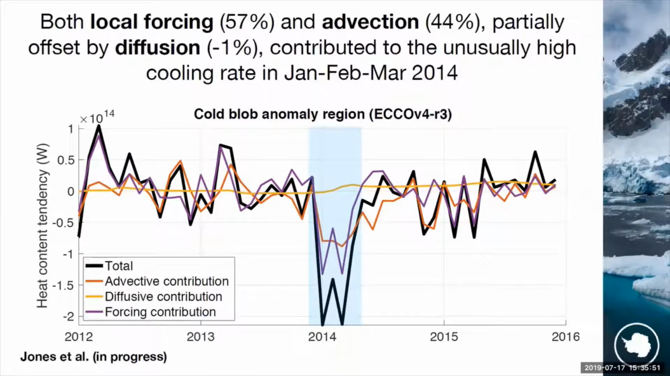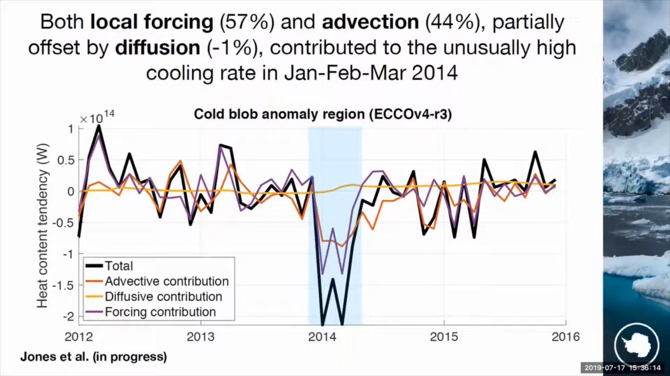I did a heat budget, and I'm excited to show you the results. So what you're looking at is the heat content tendency. That's the rate of change of the heat content. And from 2012 to 2016, the black line is the total tendency, and the three components here are the advective contribution in red, the diffusive contribution, and the forcing contribution in blue.